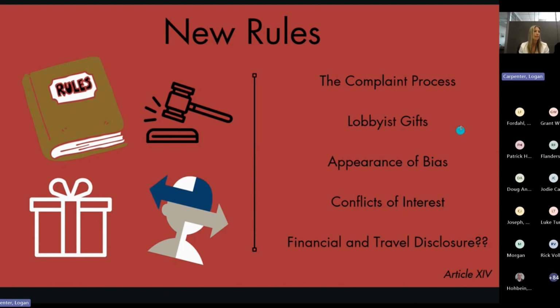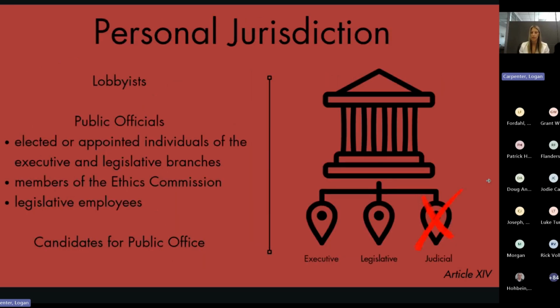So let's start talking about this first set of rules, which is the complaint process. Now, before we get into the nuts and bolts of the complaint process, let's discuss this very important step of personal jurisdiction. This is who the Commission can receive complaints against. The Ethics Commission has authority pursuant to the Constitution over lobbyists, public officials, and candidates for public office. So we have those three groups.